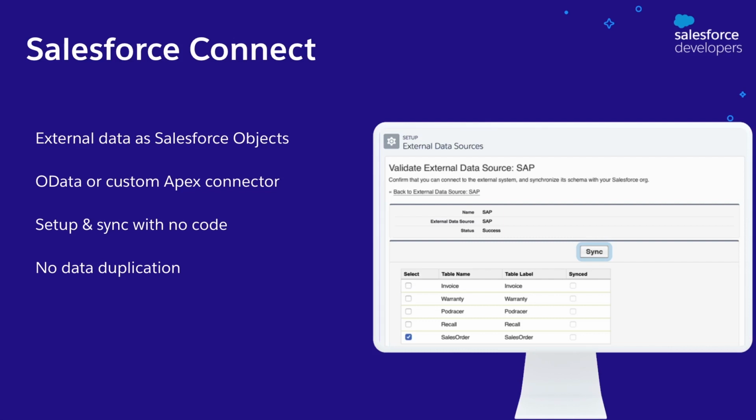This means that you get access to the data with all of the Salesforce APIs. You can use the REST APIs, you can also call these objects within Apex, and Salesforce will automatically perform the right operations in the external data source for you to sync these objects.